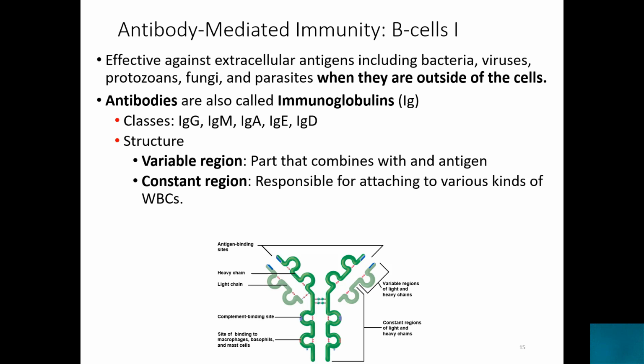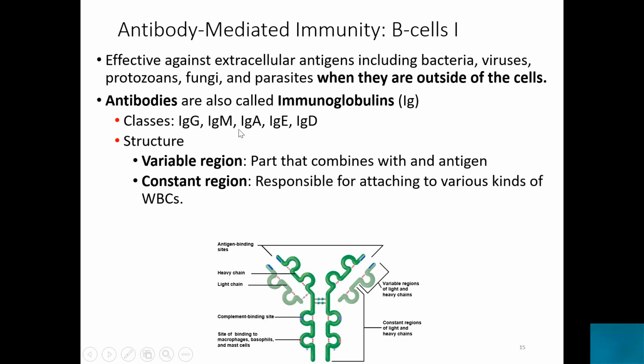Now let's talk in detail how B cells work. So B cells, when they are activated, produce antibodies, and they are effective against bacteria, viruses, and other types of pathogens, usually when they are outside of the cells. So antibodies fight pathogens that haven't entered our cells yet. Another name for antibodies is immunoglobulins. You need to know both names, or Ig.